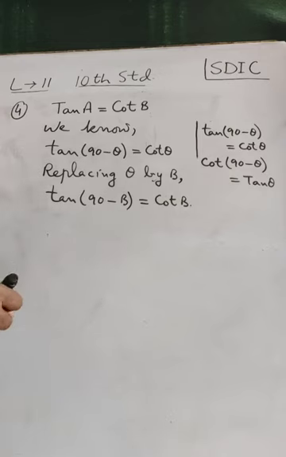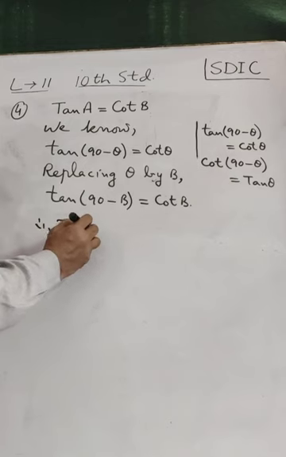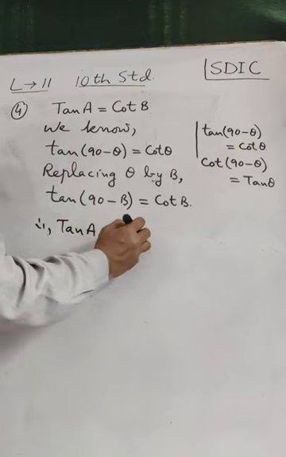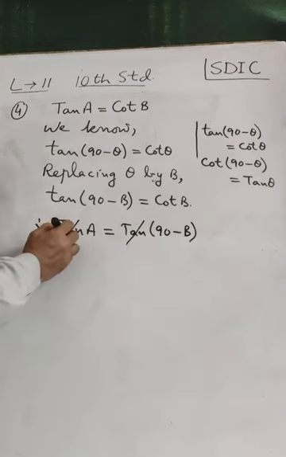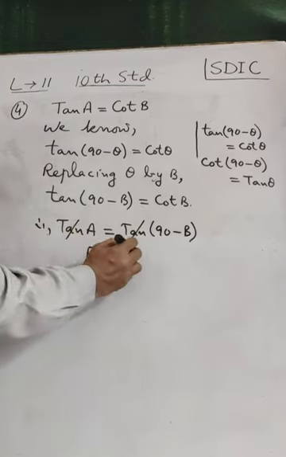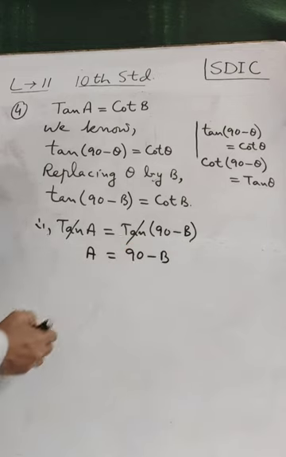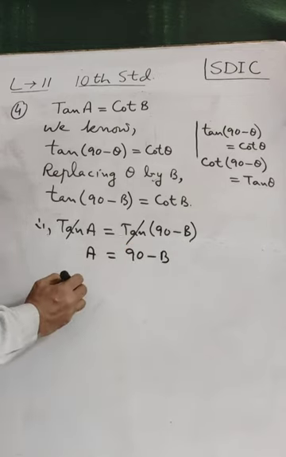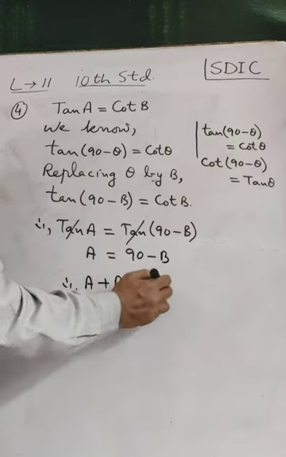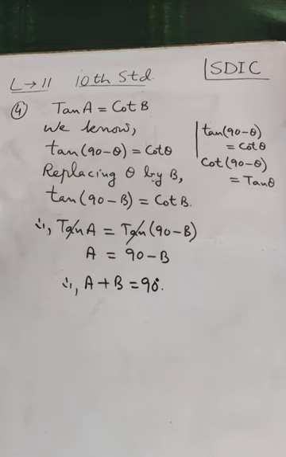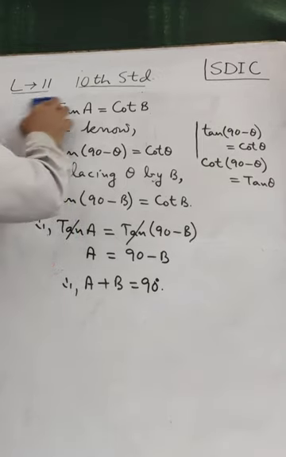Cot B will get eliminated. Therefore, we'll get tan A is equal to tan 90 minus B. Cancel tan with tan. A will be equal to 90 minus B. Then transpose B to get the final result: A plus B is equal to 90 degrees. That completes the solution of this question. This was question number 4. Now question number 5.